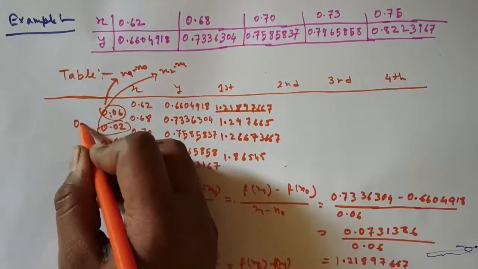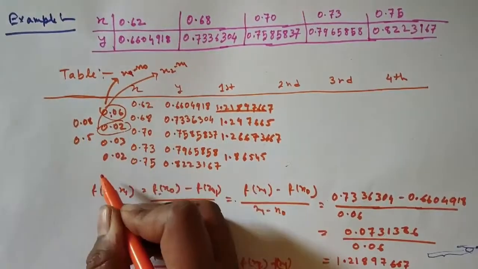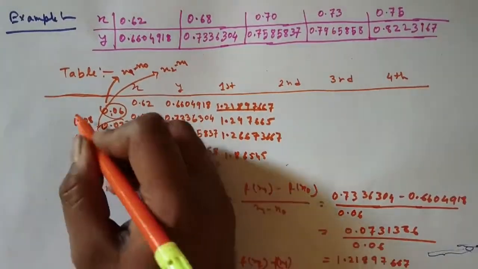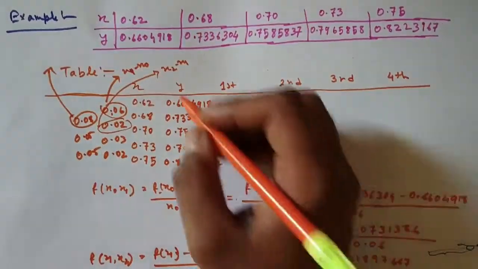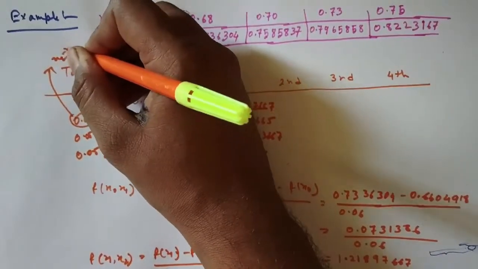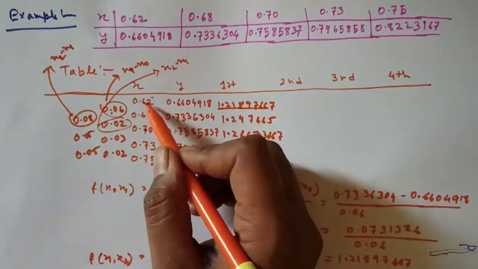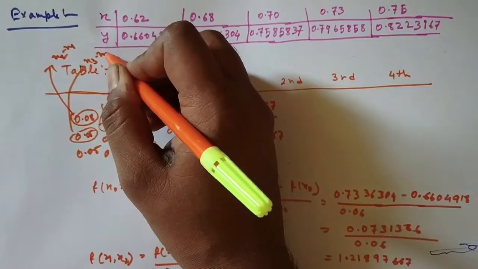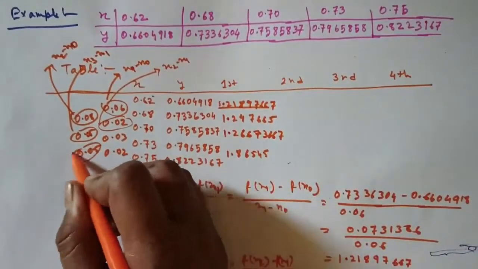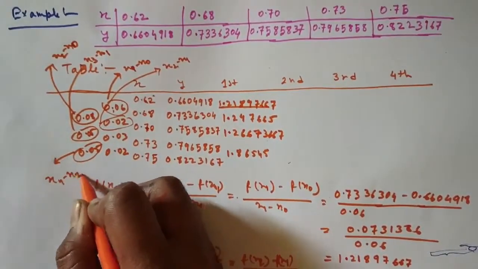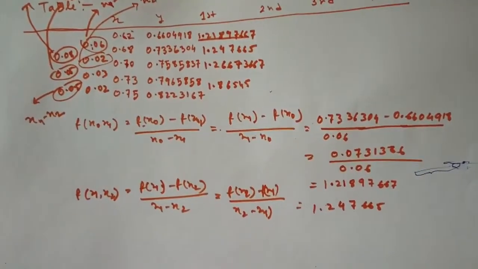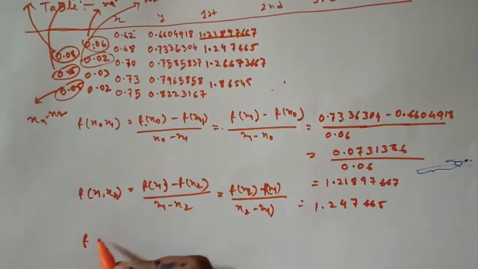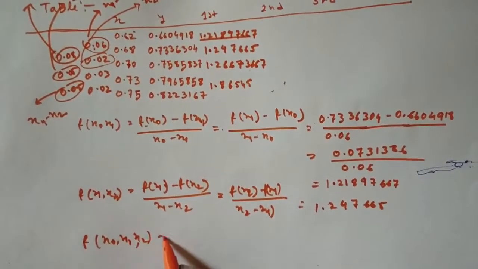Now to find out the second order, again let's write the denominators first. These are the denominators. So what is 0.08? It is x2 minus x0, and this is x3 minus x1 and this is x4 minus x2. Okay, you can subtract it and get it easily. Now find the second order functions.